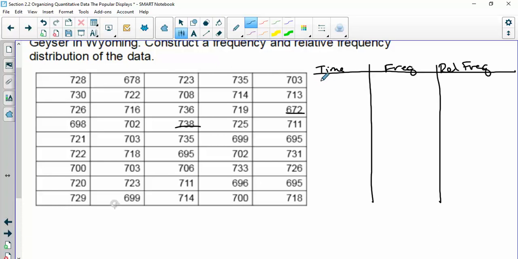So let's say I'm going to go ahead and just start at 670, and I want to start my next one at 680. This is what's considered a class width of 10. It's how far from one to the starting of the next. So I can't say this first one goes from 670 to 680, because then if I had a 680, I wouldn't know which one to put it in. So where should this one end? Okay, so the next one would be 680 to 689, 690 to 699.